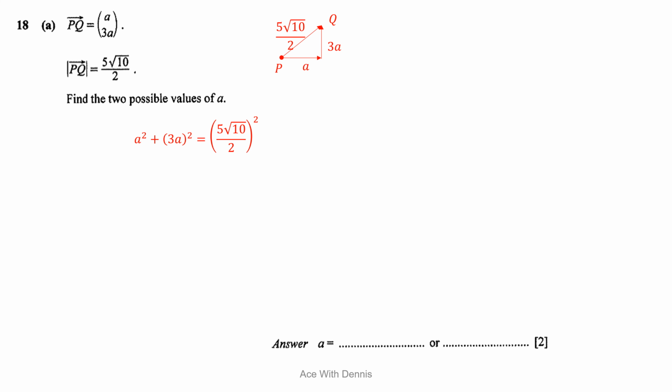From here, we can form Pythagoras theorem, which is a squared plus bracket 3a squared equals 5 square root 10 over 2 squared. So a squared plus 9a squared equals 62.5, which is 10a squared equals 62.5. a squared is 62.5 divided by 10. a will be plus minus square root of 6.25. So a will be 5 over 2, or a will be negative 5 over 2. Hence, 5 over 2 or negative 5 over 2 is the answer.